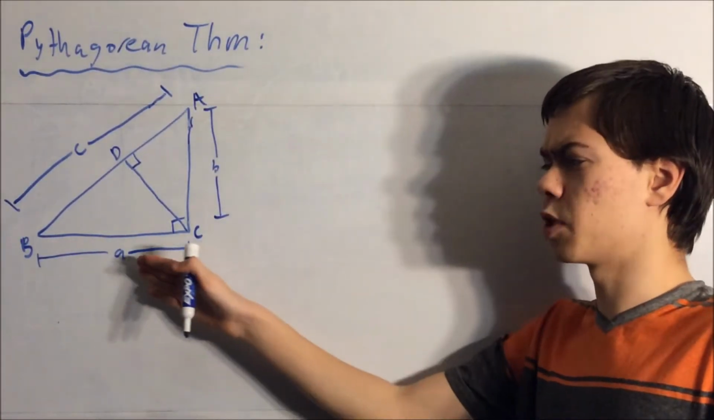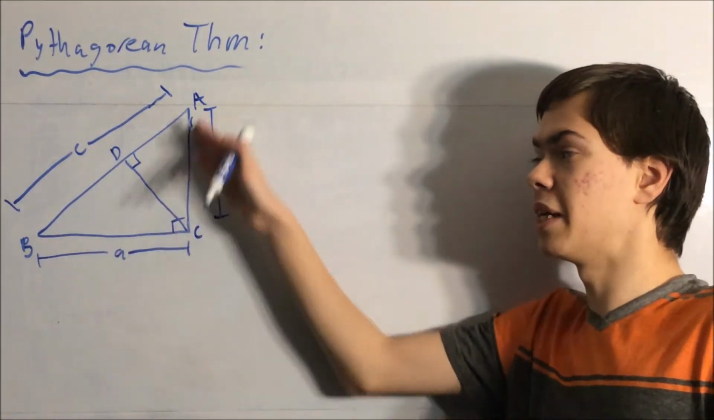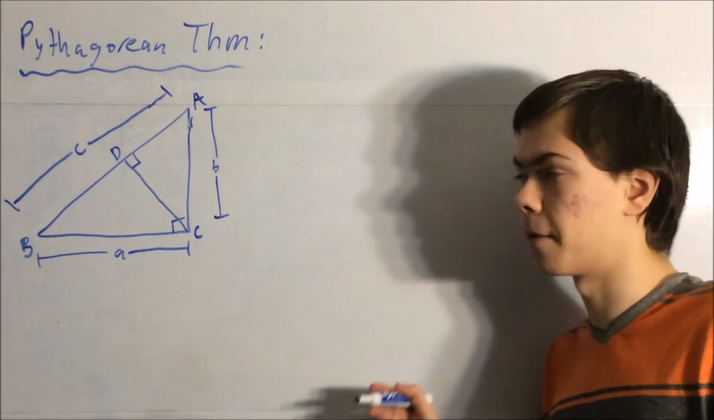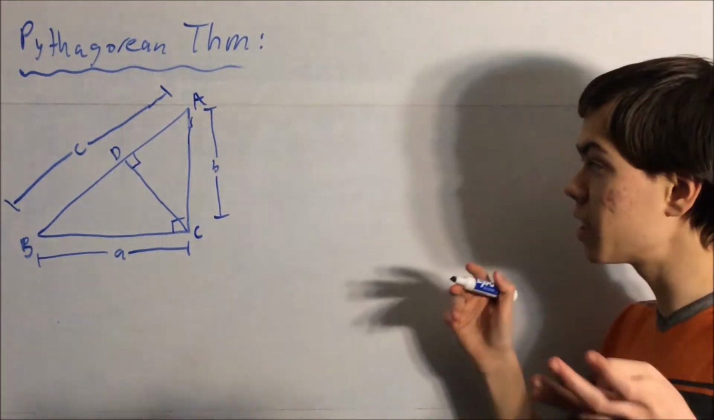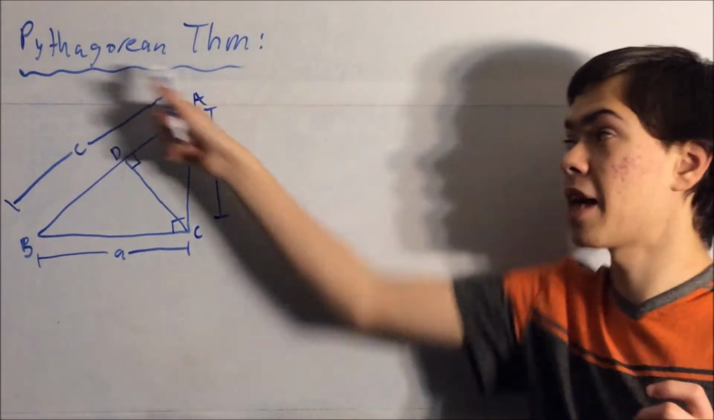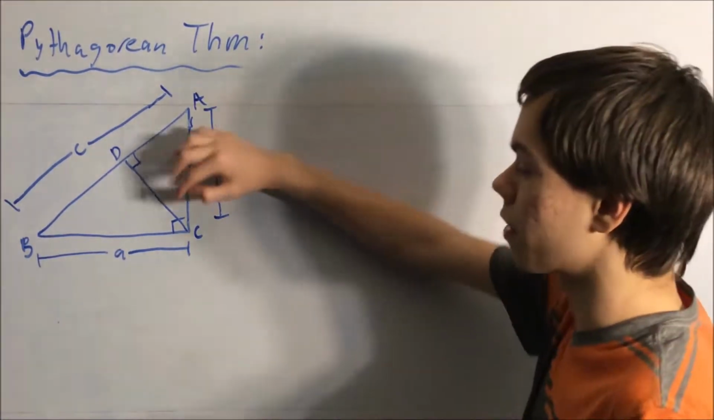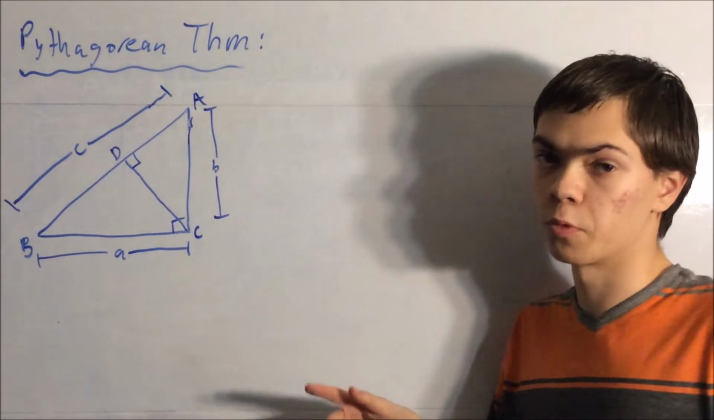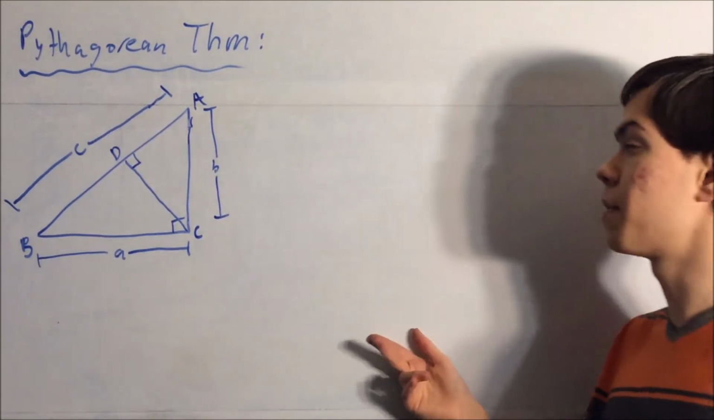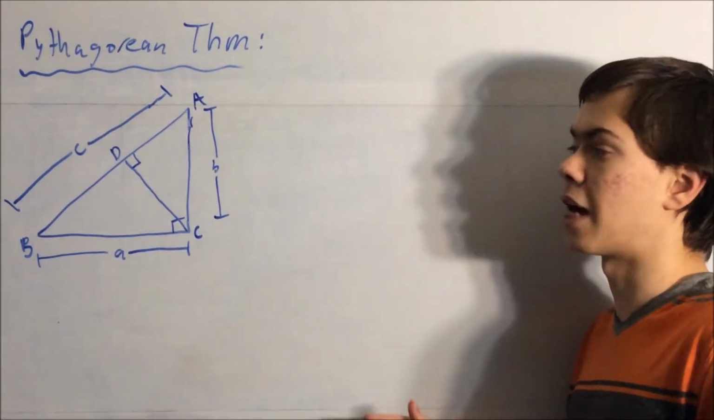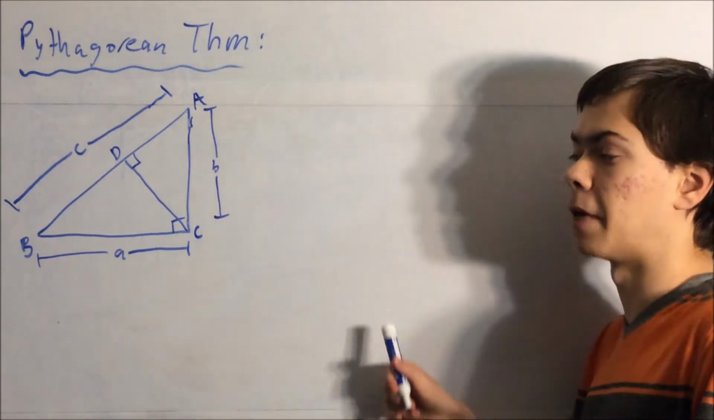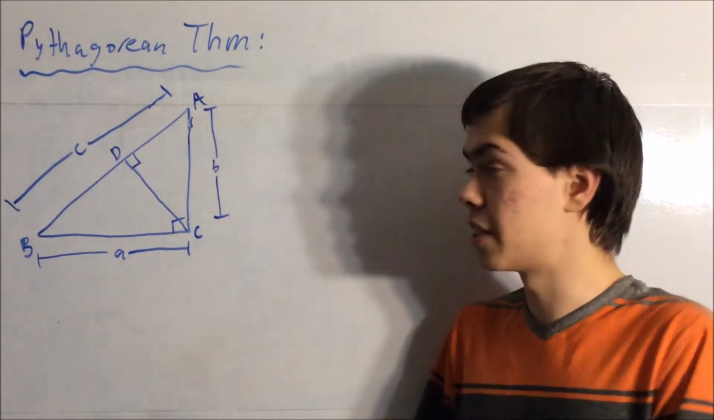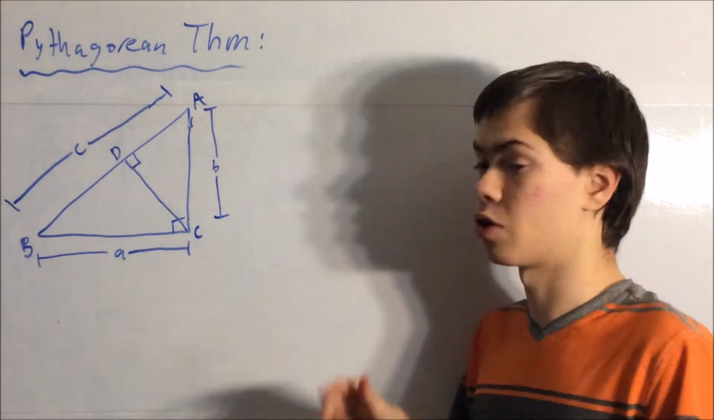What is the relationship between sides A, B, and C of a right triangle? How can I find that? Now, the first thing to keep in mind when trying to find the Pythagorean theorem is you don't want to focus on this length right here. And there are multiple ways to prove the Pythagorean theorem. I'm just going to show you one way to do it, and it's using similar triangles, similar right triangles.